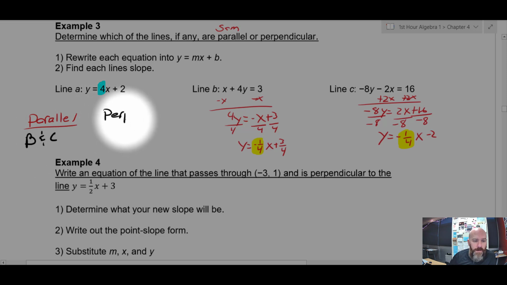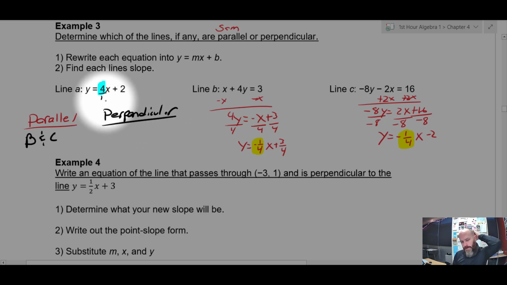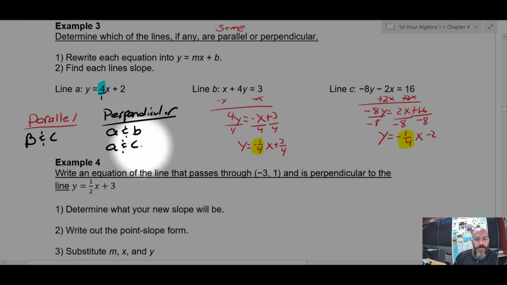Let's talk about perpendicular. So I first want to make this a fraction, the first one. Notice that all my slopes have a 4 and a 1. This one's a positive, and these two are negative. This is a 4 over 1. These are 1/4. So line A is perpendicular, or has the negative reciprocal slope to lines B and C. So lines that are perpendicular, A and B are perpendicular, and A and C are perpendicular to each other.